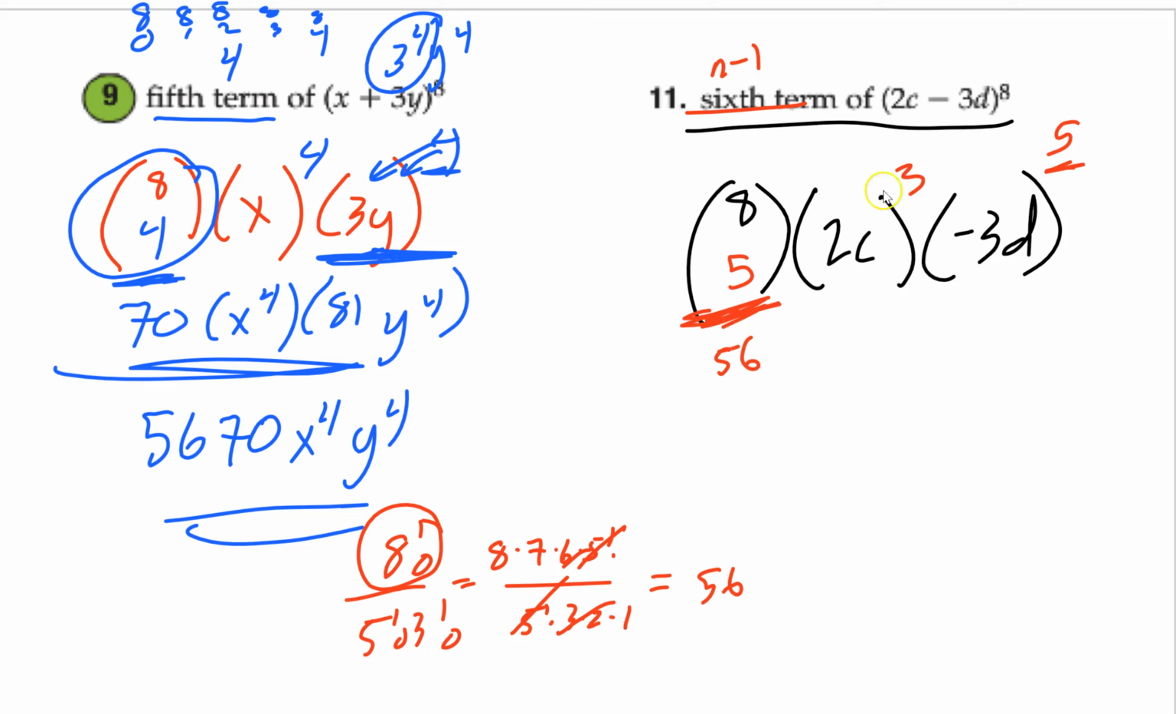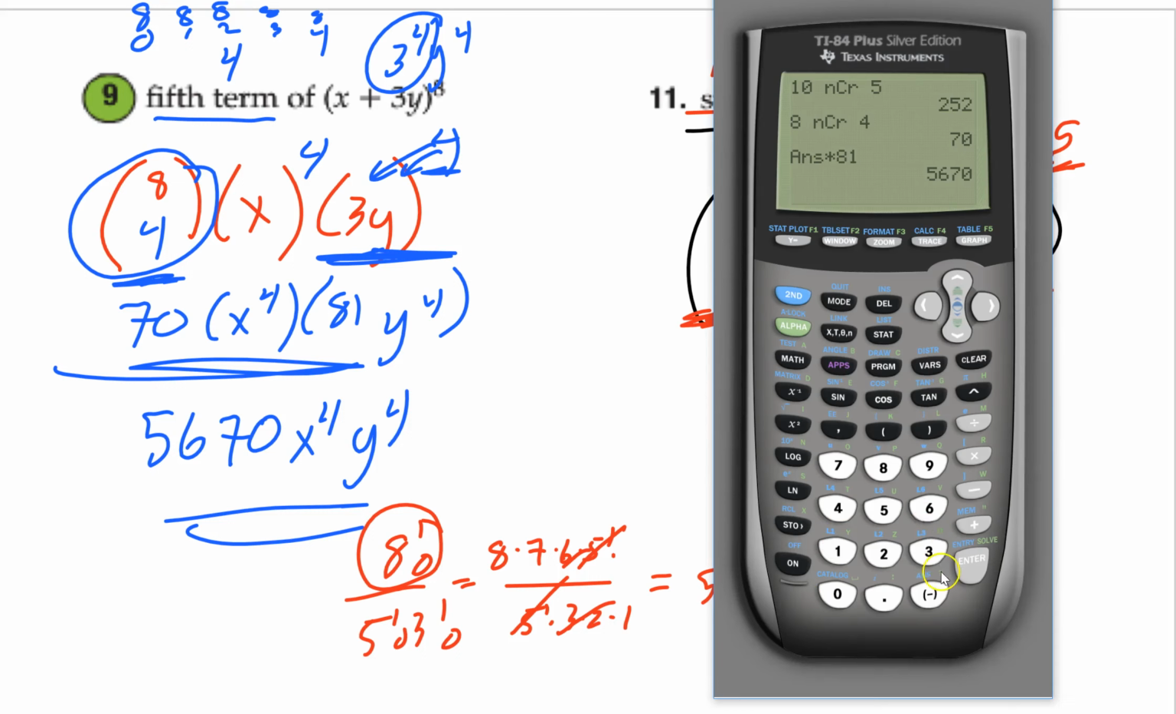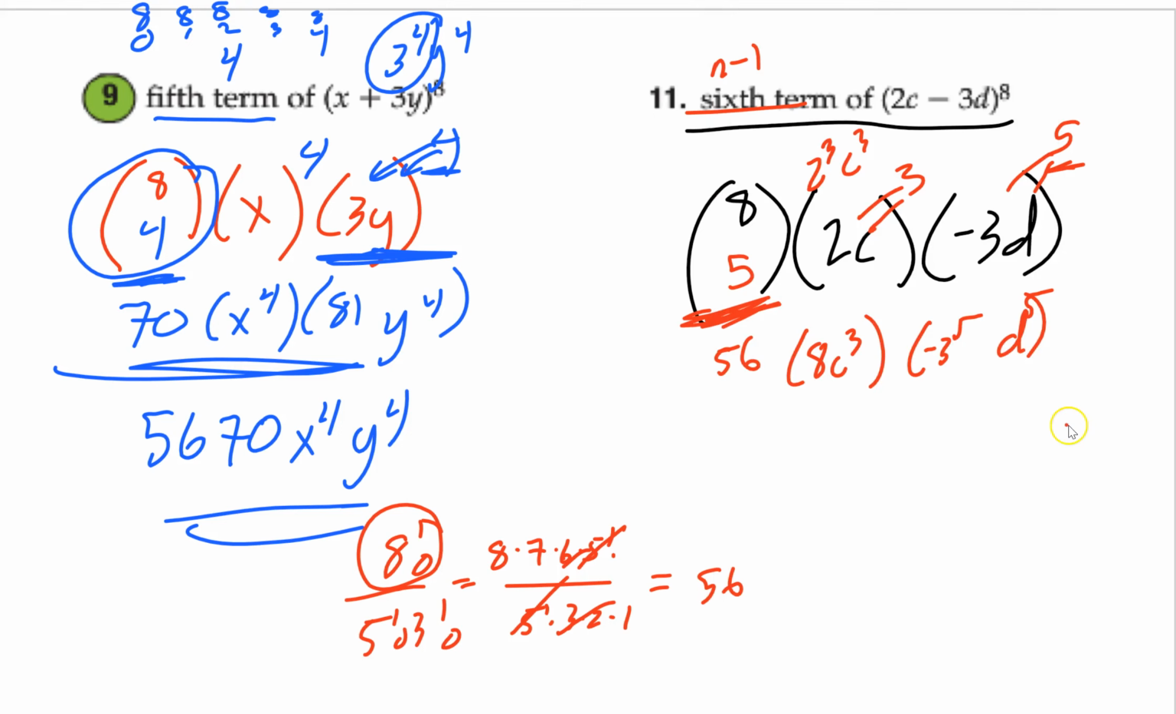So that's 56. This 3 goes to both of them. 2 to the 3rd, C to the 3rd. 8 C cubed. That 5 goes to both of them. Negative 3 to the 5th. I don't know. I'm going to put it in my calculator. D to the 5th. Let's see. Remember parentheses, negative 3 to the 5th. 243? Yeah. So this is the same thing as saying negative 243.